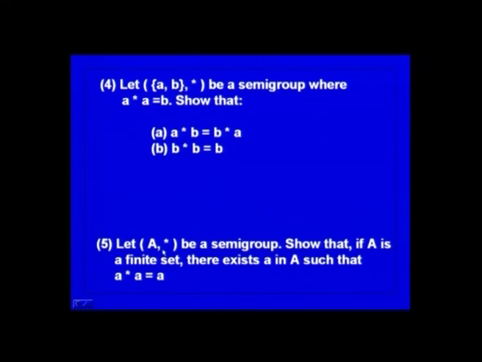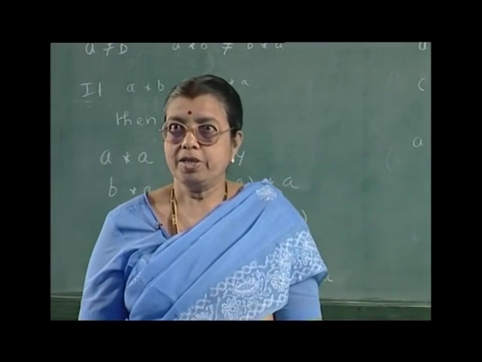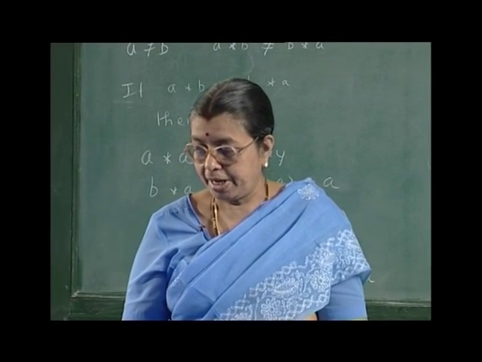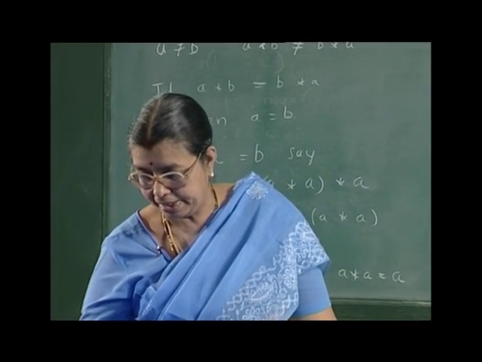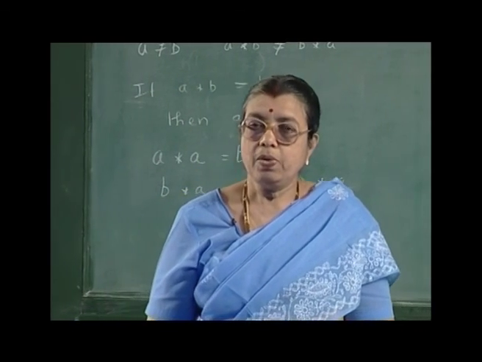Now, A star is a semigroup. Show that if A is a finite set, there exists A in A such that A star A is equal to A. This is not as simple as this, it is slightly more involved, because all the powers of an element, if you take that, belong to the semigroup because of the closure property, and you are also given that it is a finite set. That has to be taken into account.